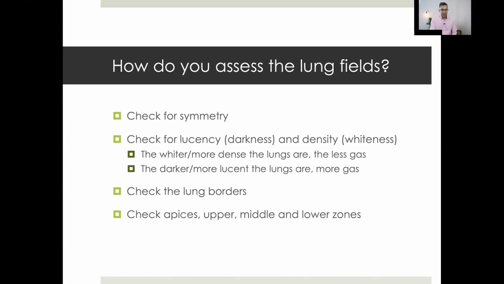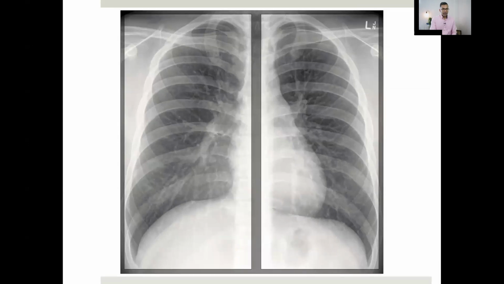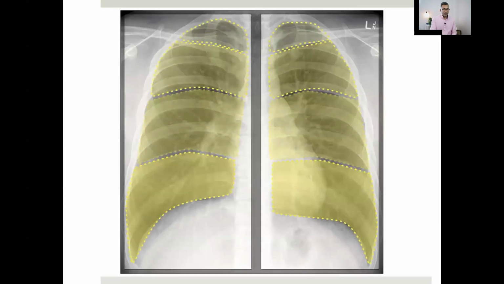The whiter and denser the lungs are, the less gas. The darker the lungs are, the more gas there is. And then check the hila as well. I like this kind of picture. I forget where I found this, but just being able to divide it up and look side to side is probably a way you can help to check whether there is symmetry or not.